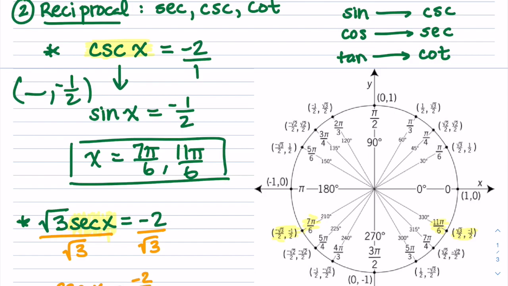But if we use this relationship over here, we know secant, we want cosine. So flip it, we would get cosine x is equal to negative radical 3 over 2. So now we're looking for cosine values.